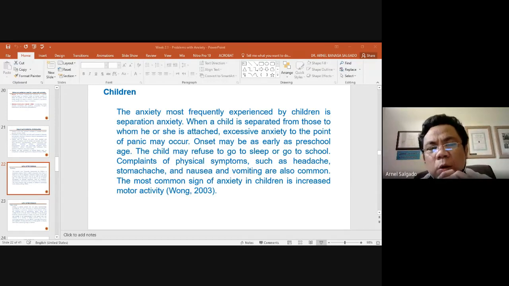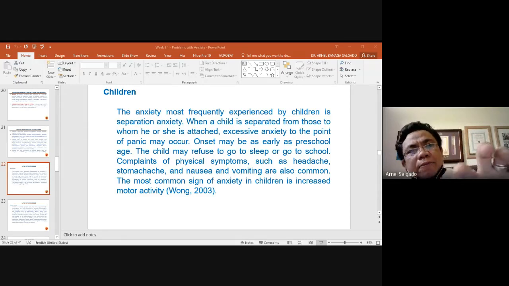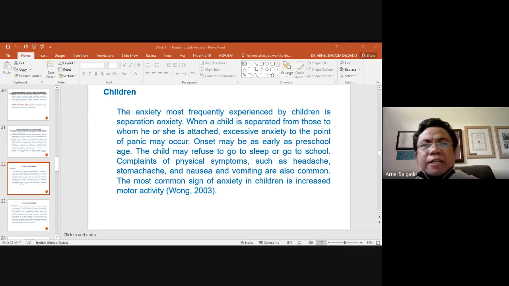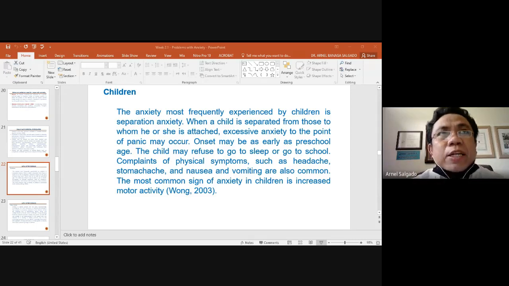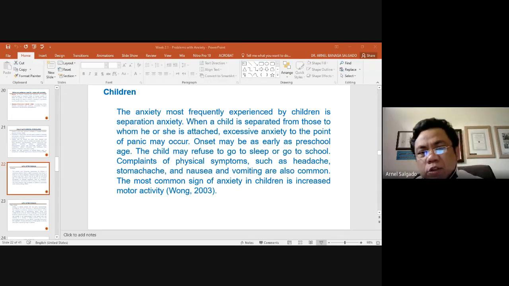What happens is that when a child has this anxiety, the child may refuse to go to sleep or to go to school. In going to sleep, remember this. Most of the time when they go to sleep, parents are there, but there will be a point that we need to be separated from them because we provide them a room. They're getting old already. So on the first night, they may refuse to sleep.